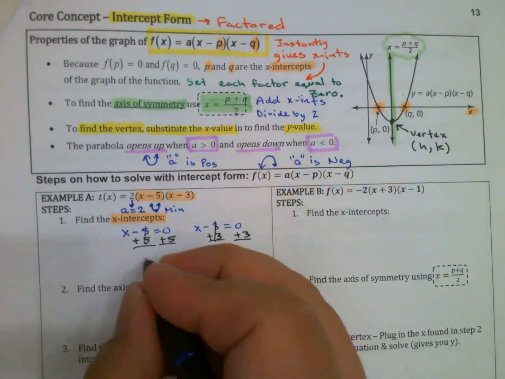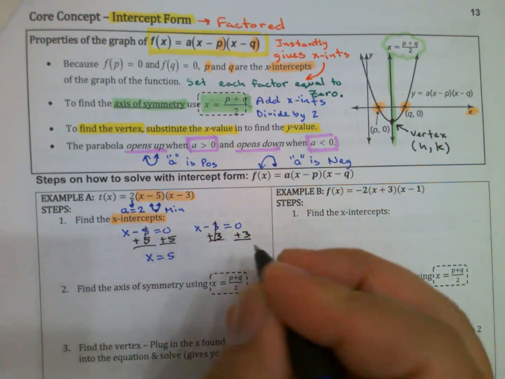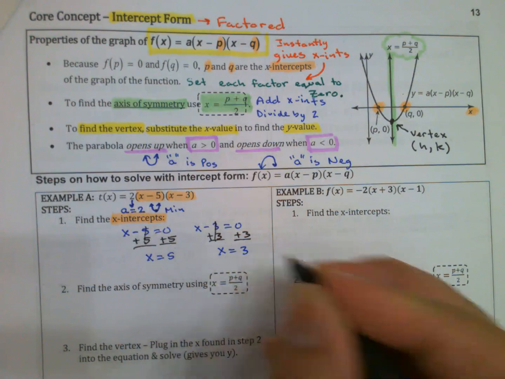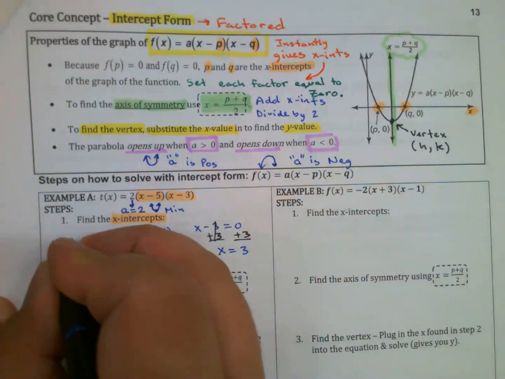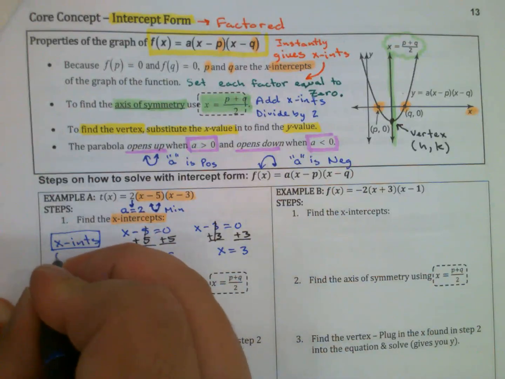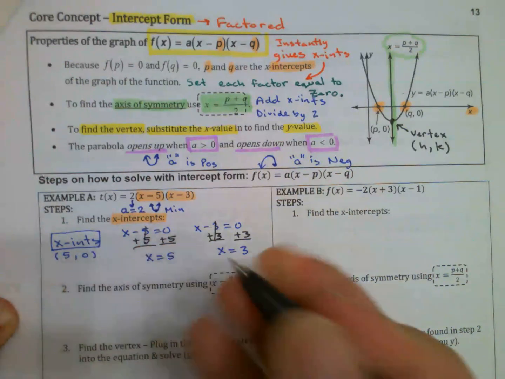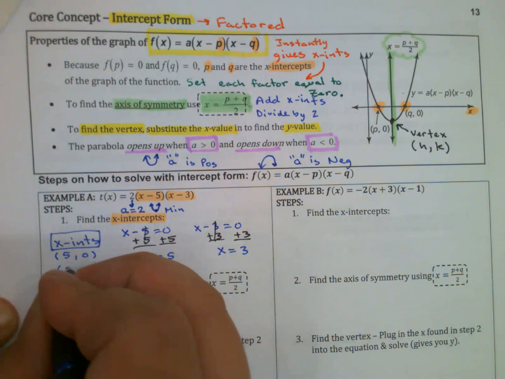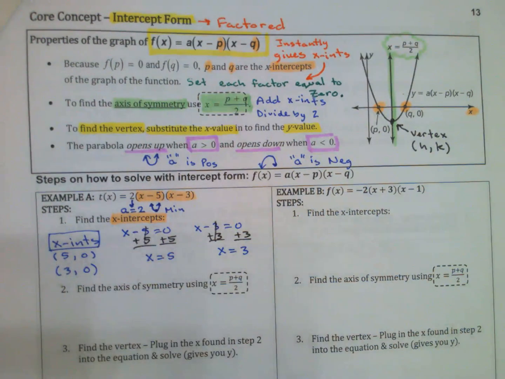Just like that, x is equal to 5. This one is x is equal to 3. So officially, my x-intercepts that I'm going to be able to put on a graph are (5, 0), because we're writing it as a point, and (3, 0). So now we already have 2 points for my graph for later on.